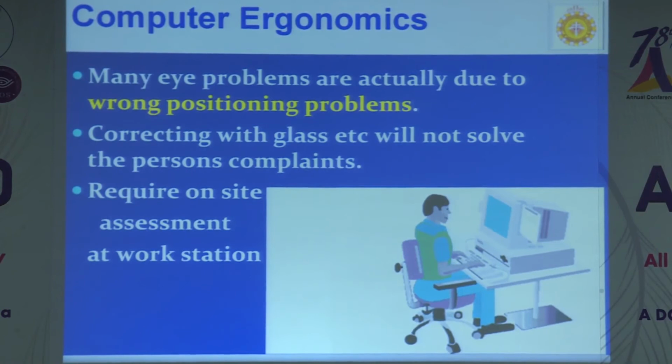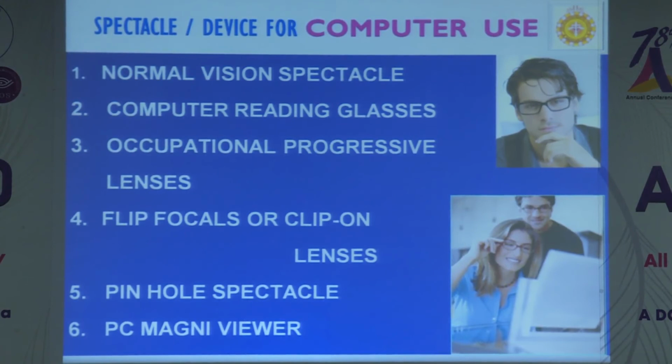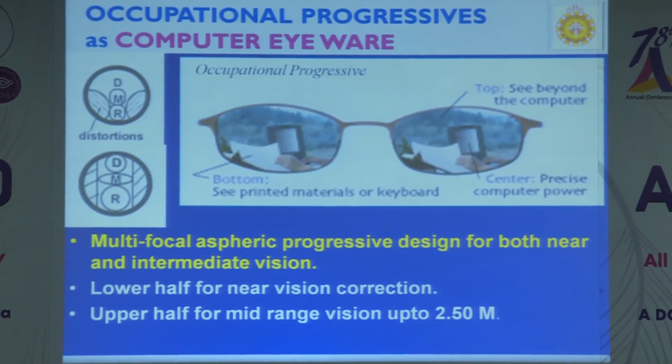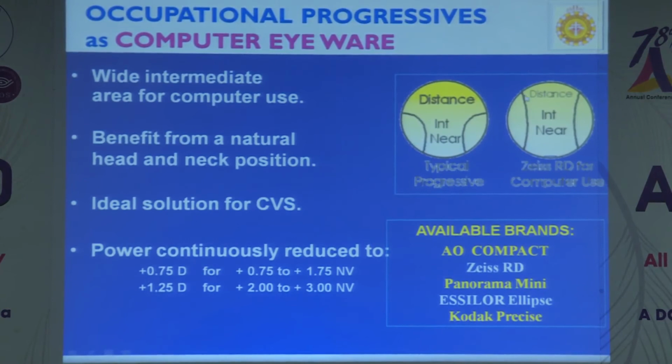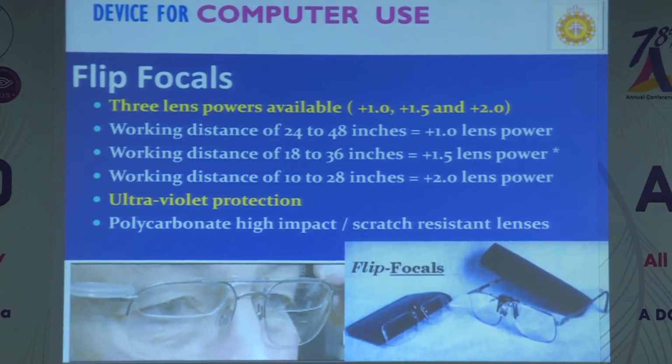So what choices are available? It can be a normal glass, a computer reading glass, an occupational progressive glass, or a flip-on. Different choices are available. So what is a computer progressive glass? It is a multifocal aspheric progressive design for both near and intermediate areas. In a normal progressive, more importance is given to distance and near, but in a computer progressive, more area is given to the intermediate area. Different international brands are available. Those who cannot have a progressive glass can have clip-on lenses or flip focals. You can attach them to your normal spectacle for computer use.